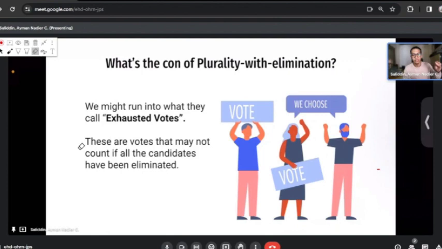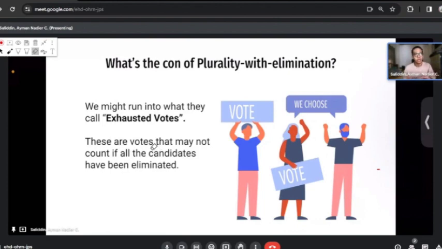There is this thing that we call exhausted votes. This is a problem. We might run into what they call exhausted votes. These are votes that may not count if all the candidates on the ballot have been eliminated. So that's an issue.